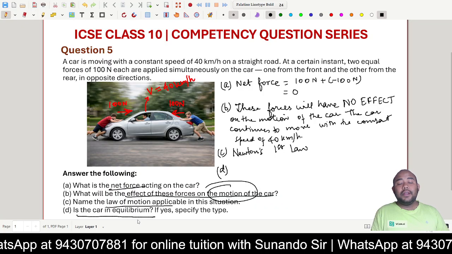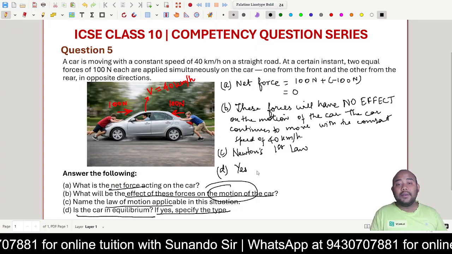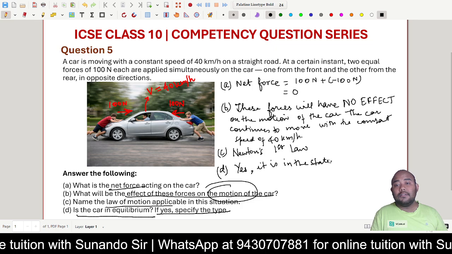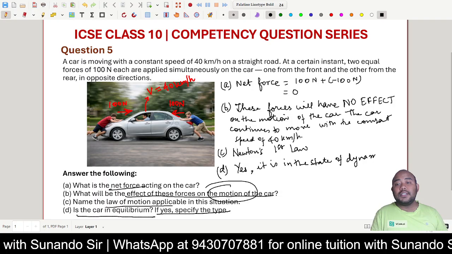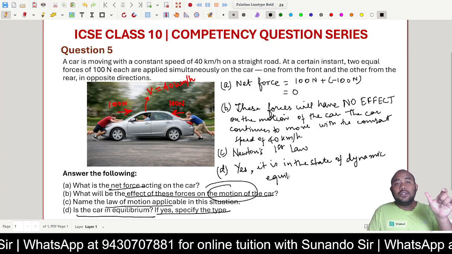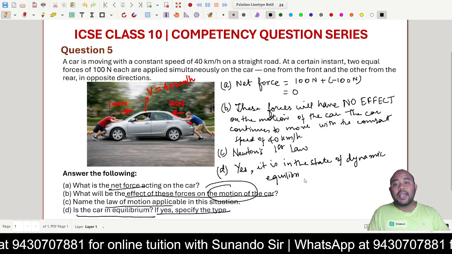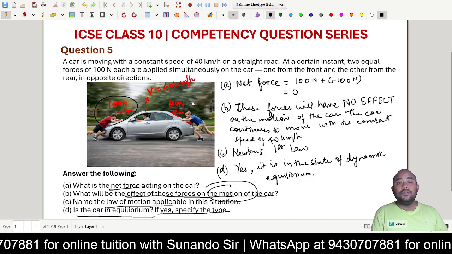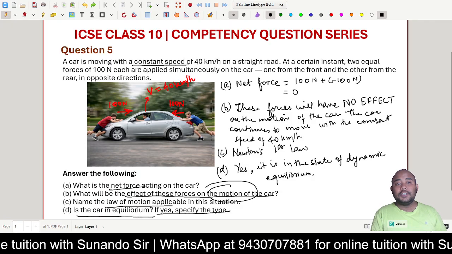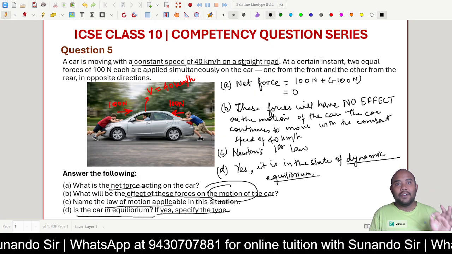Now, is the car in equilibrium? Yes, it is. Now, specify the type. It is in the state of dynamic equilibrium. Now, what is dynamic equilibrium? Dynamic equilibrium is when the body is moving with a constant velocity without any acceleration in spite of numerous forces acting on it. So here you can see there are two forces acting on the car, but the car continues to move without any acceleration at a constant speed in a particular direction. So this car is in the state of dynamic equilibrium, a very important concept.